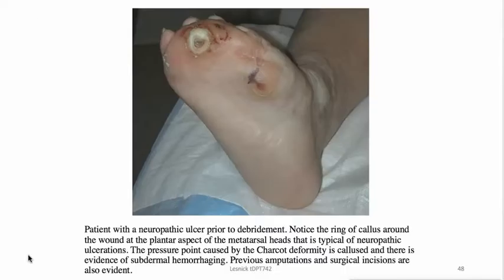Here's a patient with a neuropathic ulcer prior to debridement. You see a ring of callus around the wound at the plantar aspect here. And this is actually caused by a Charcot deformity.